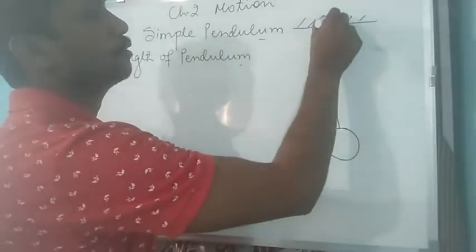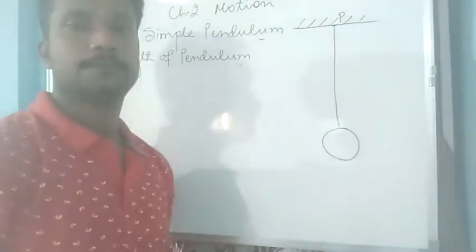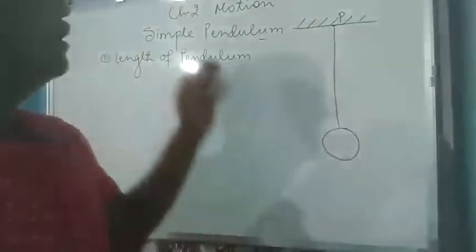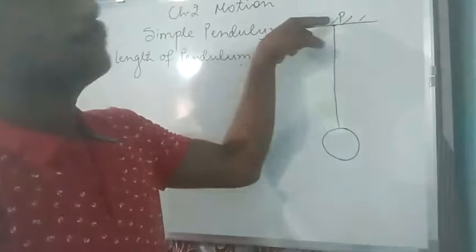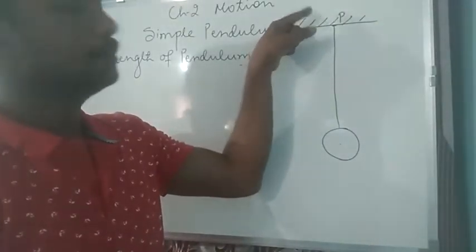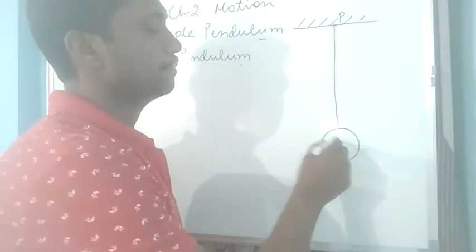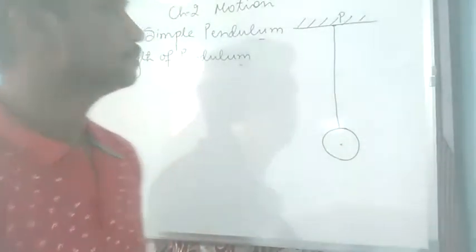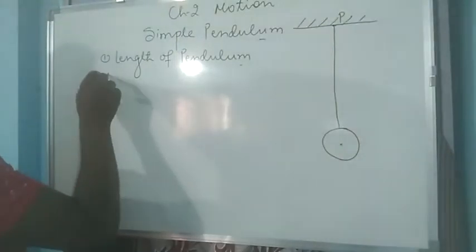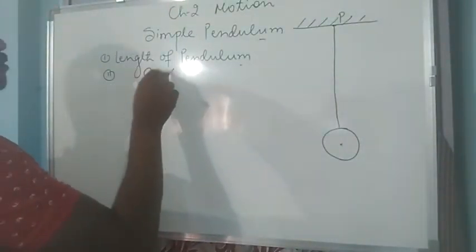Length of pendulum is the length from the rigid support, that is from this P, which is also called point of suspension, to the center of the bob. Please see, length of pendulum is the length from the point of suspension to the center of the bob, that is to this point. Then second is one oscillation.